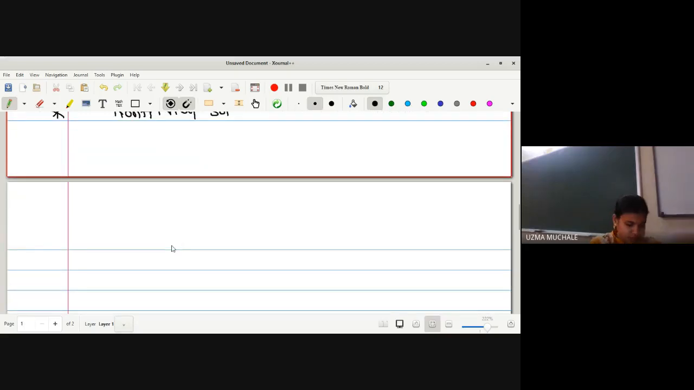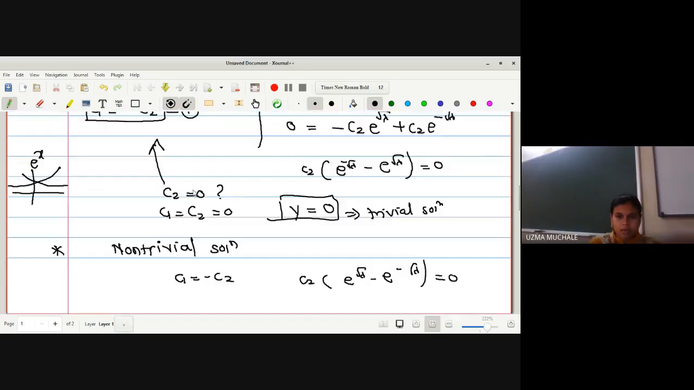Let's now go for solving for the non-trivial solution. For the non-trivial solution, we have the equation c1 is equal to minus c2. What is the next equation? c2, if I have taken outside, it is e raised to root lambda minus e raised to minus root lambda equal to 0. Okay. So for the non-trivial solution, what can we do?